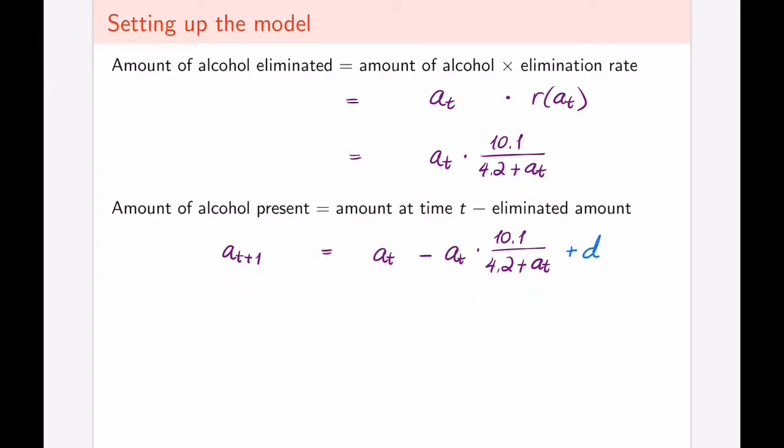But if you are adding additional drinks, then you have to also compensate for that. So this D here can stand for alcohol consumed in between the two time points, so between time t and time t plus 1. We're going to take a look at a few examples where this D takes on different values.